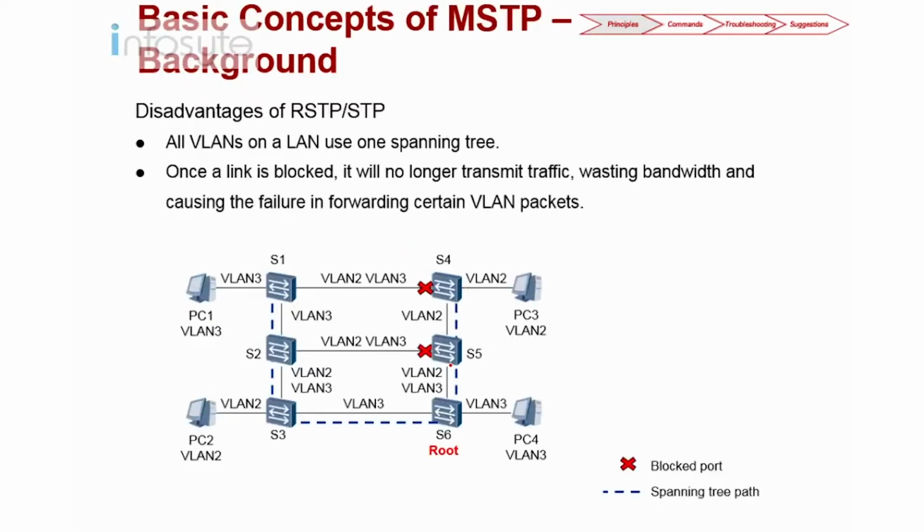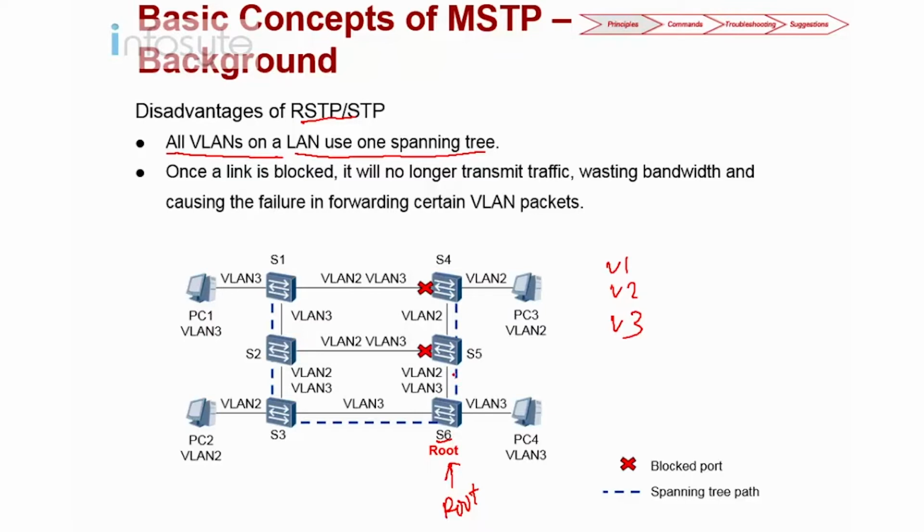Now one of the limitations of RSTP and STP is this: all VLANs on a LAN use one spanning tree. Now this is a major drawback of STP or RSTP. If we look into this topology, I have three VLANs, VLAN 1, VLAN 2 and VLAN 3. Now you notice that I have one root over here. This is my root, S6 is my root.